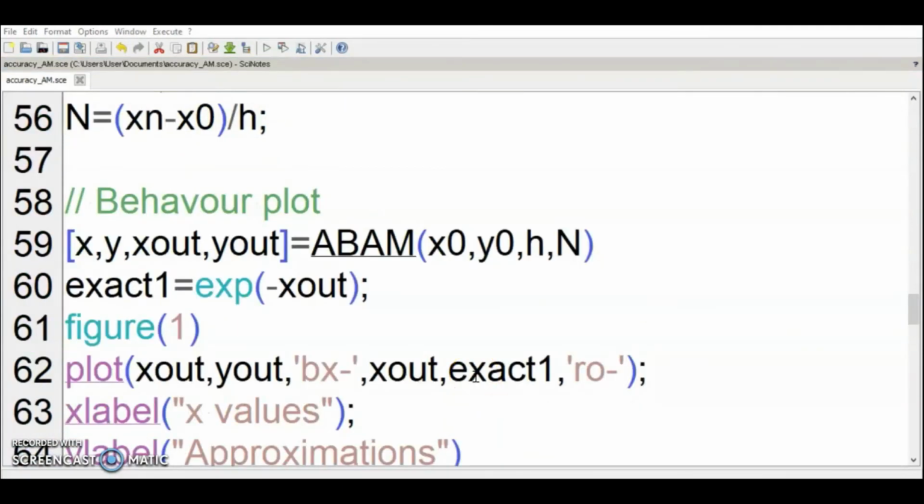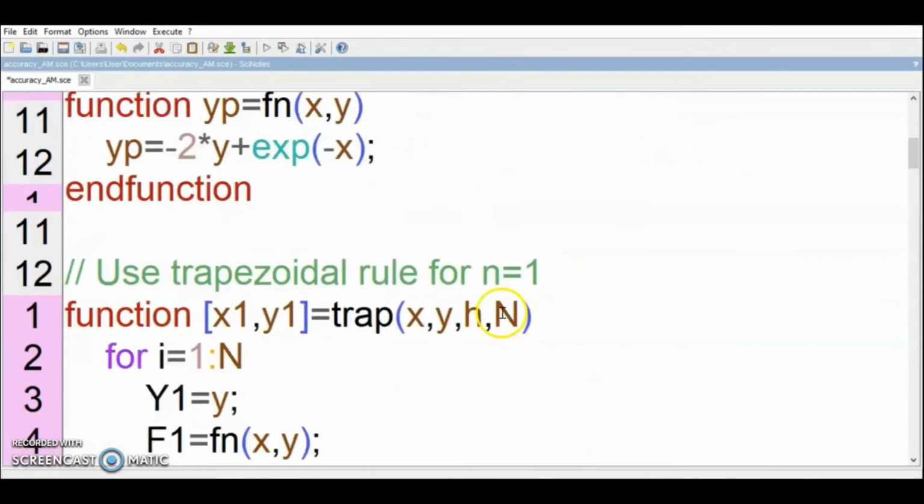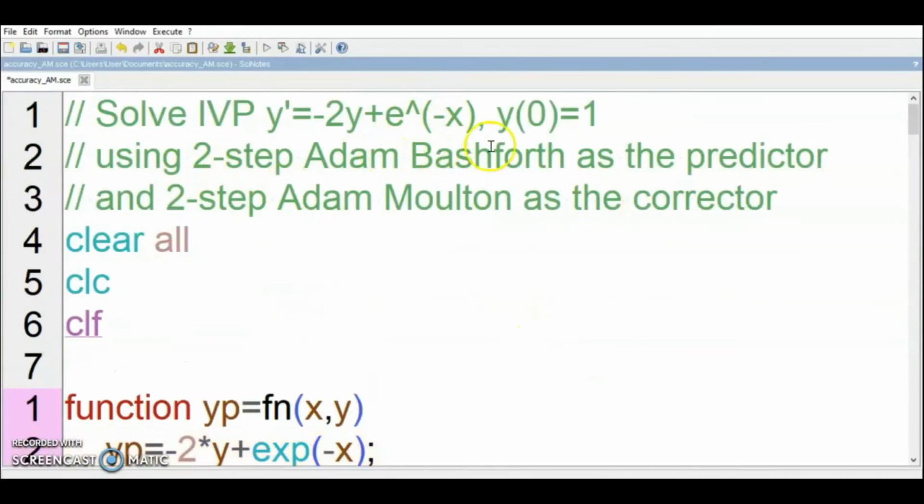Okay, students, that's all for today: how to show the behavior plot and the accuracy plot for solving this, with Adams-Bashforth as a predictor and Adams-Moulton as the corrector.